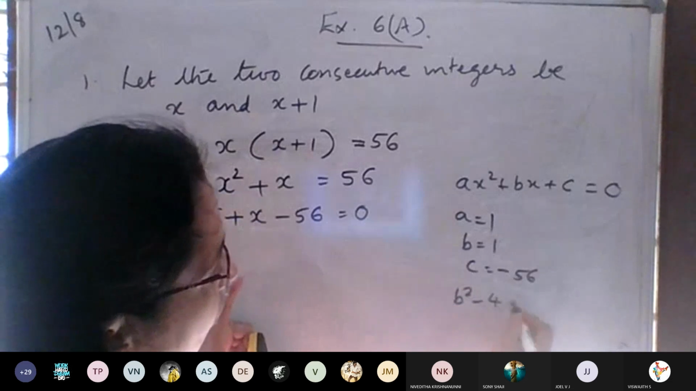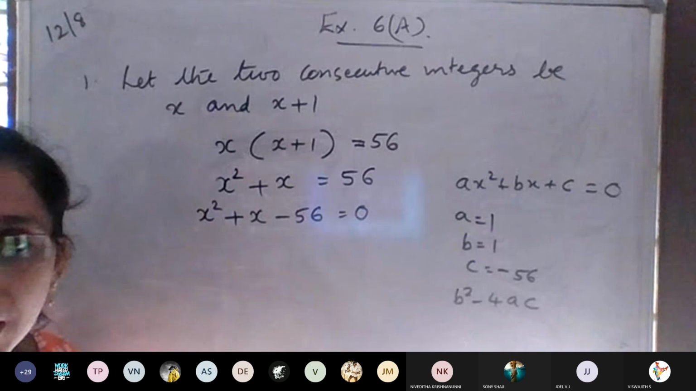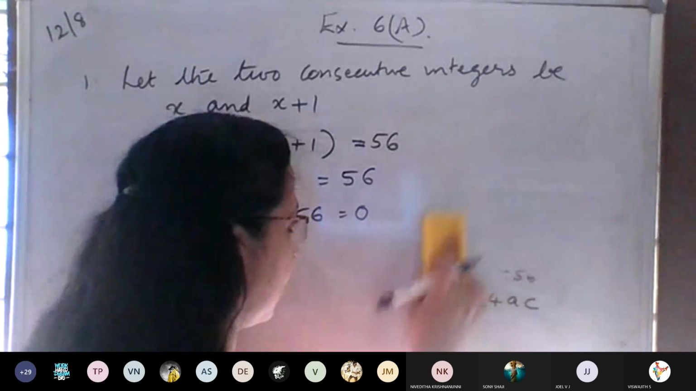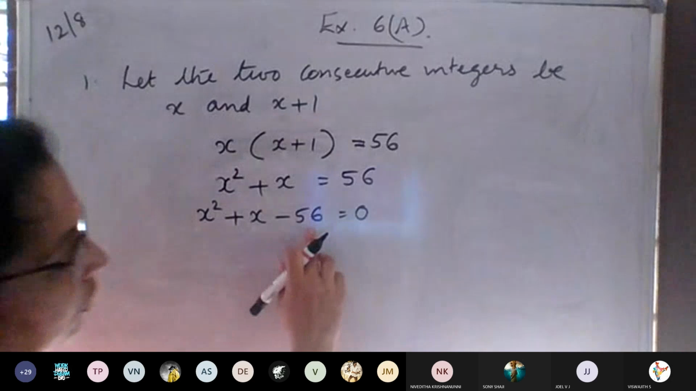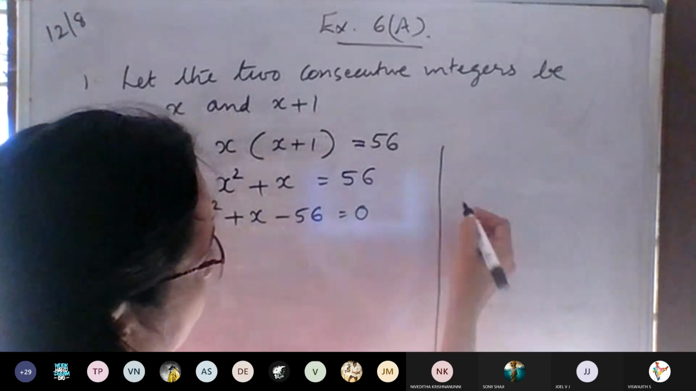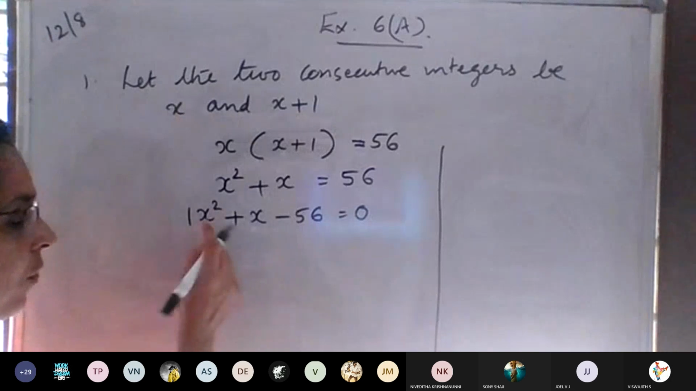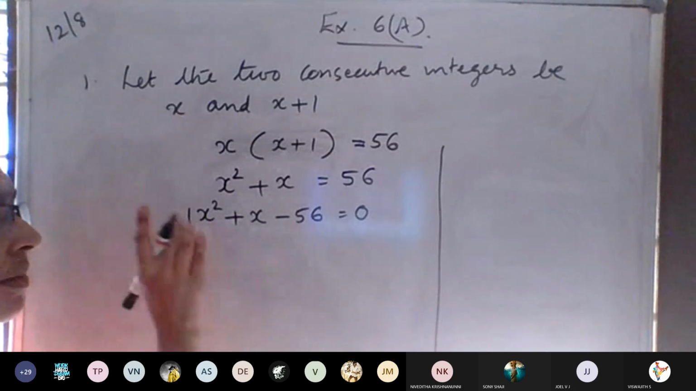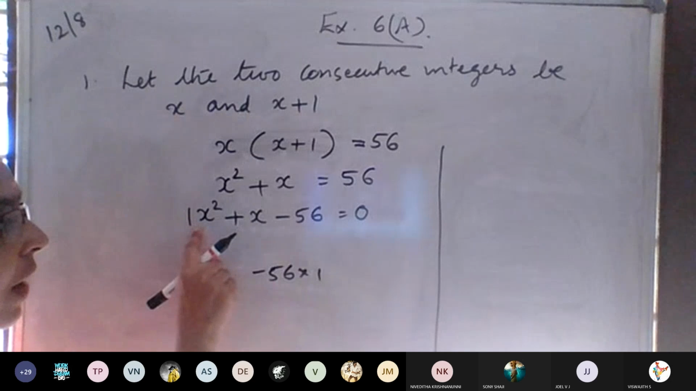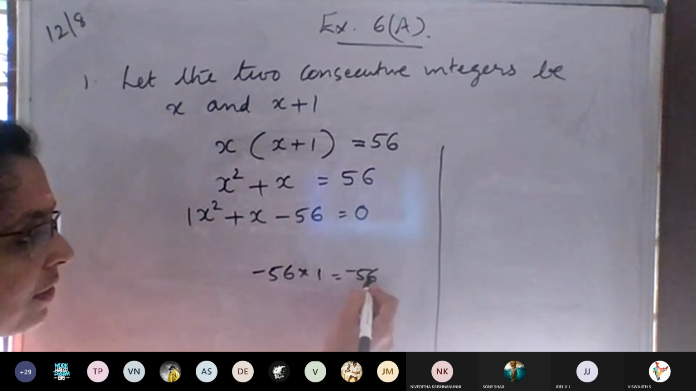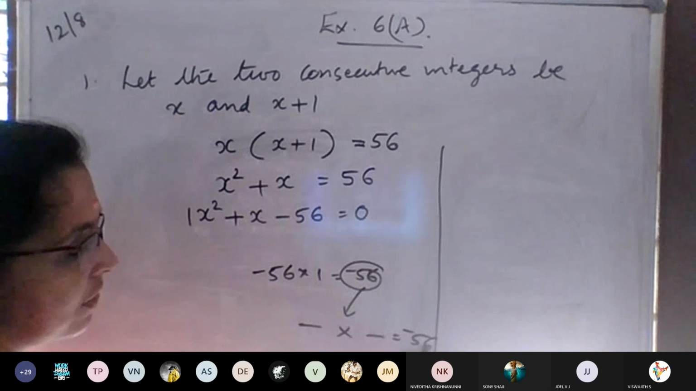So b square minus 4ac you have to find out. Then substitute those values in the formula. Without using this formula, we can directly write dash into dash is equal to negative 56. Do it in the working column. Since the coefficient of x square is 1, we don't want to multiply, that is negative 56 into 1. The coefficient of x square we have to multiply, that is negative 56. So dash into dash, we have to get negative 56.